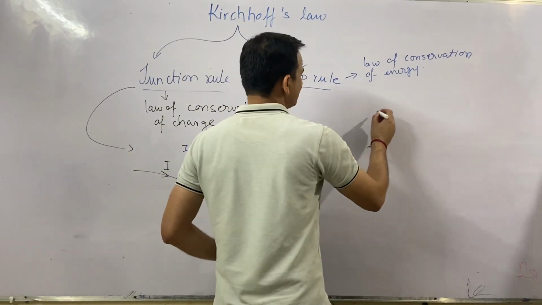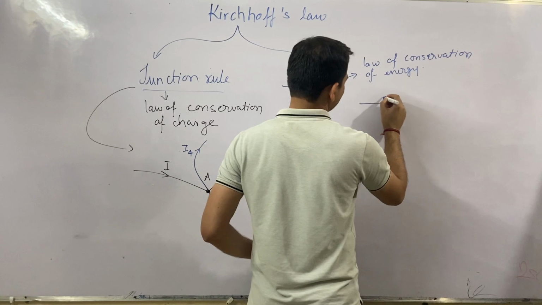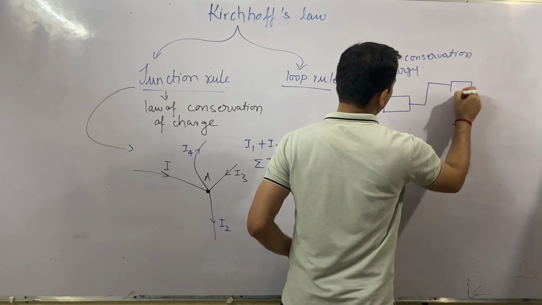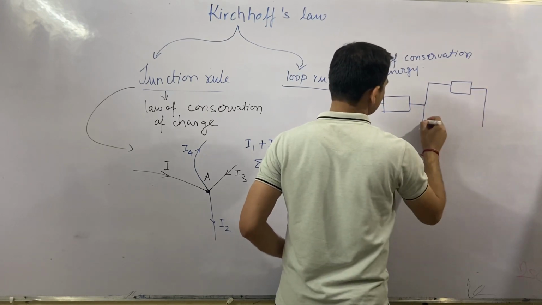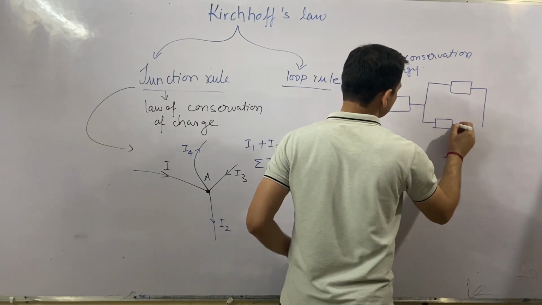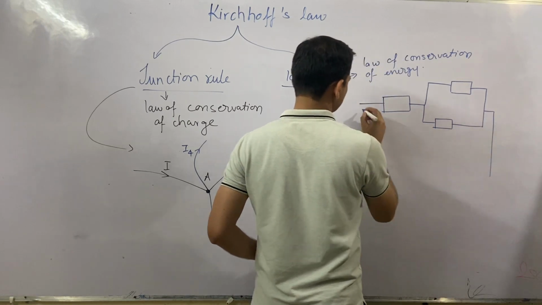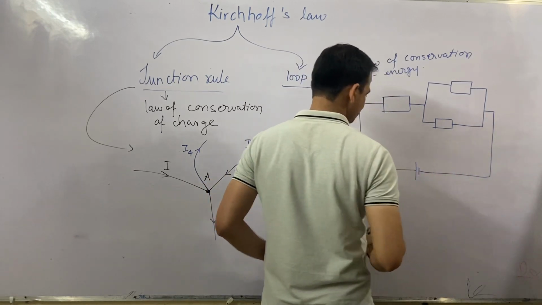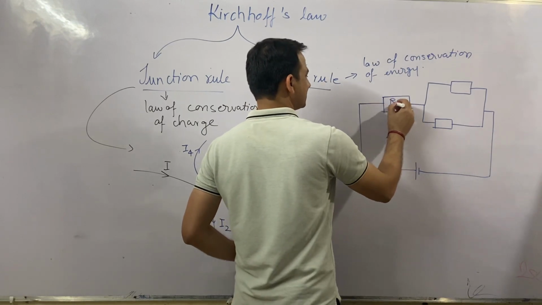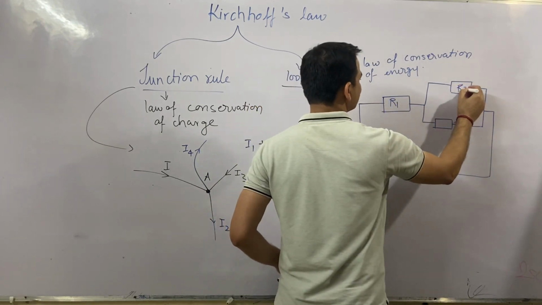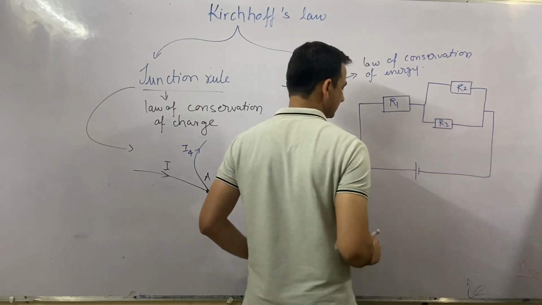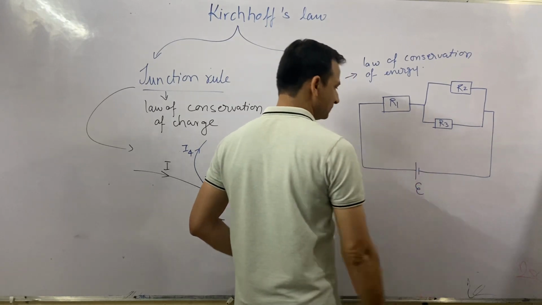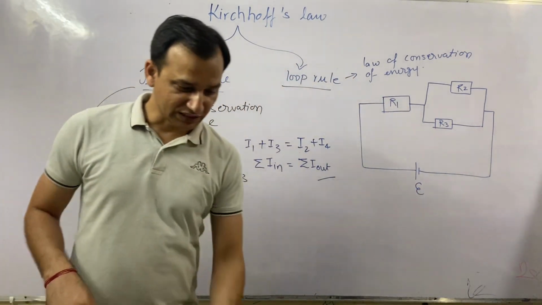So imagine I'm drawing a circuit somewhere here, something like this. This is a resistor, and these are two parallel resistors. Resistance of this resistor is R1, and for this resistor R2, and here R3, and the EMF of this cell is epsilon. So this is our complete circuit.